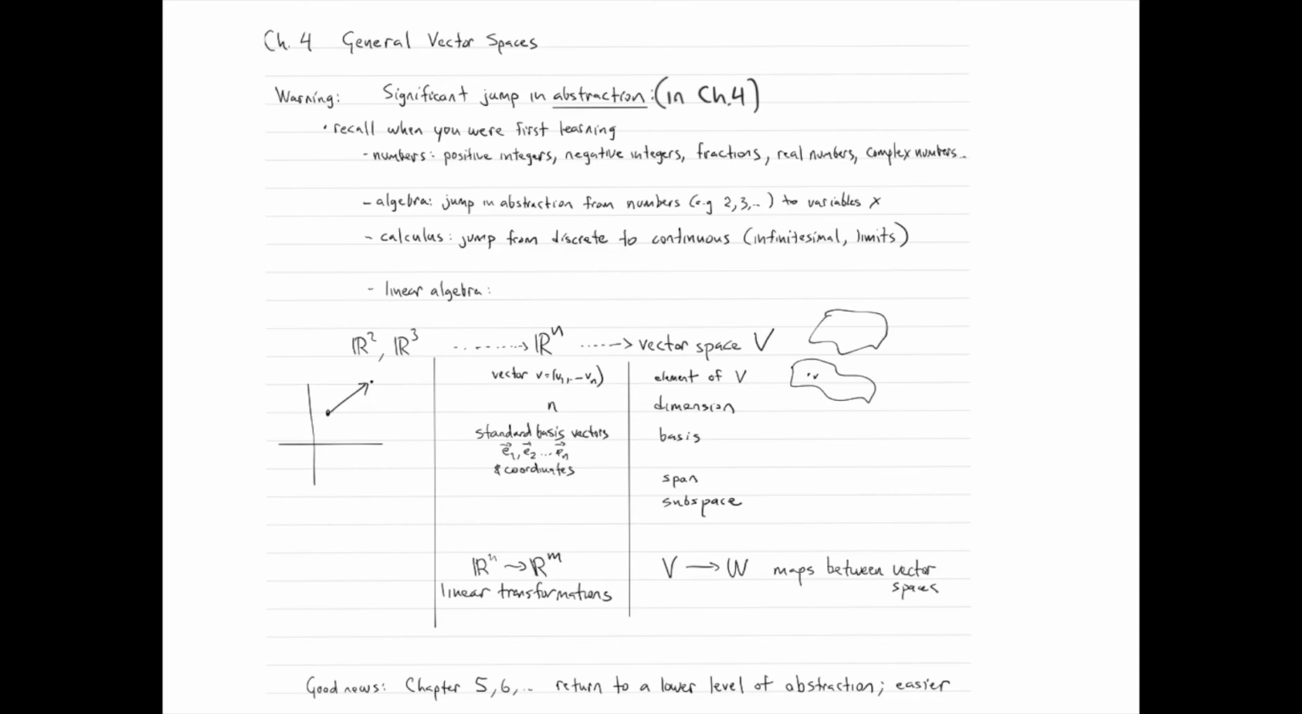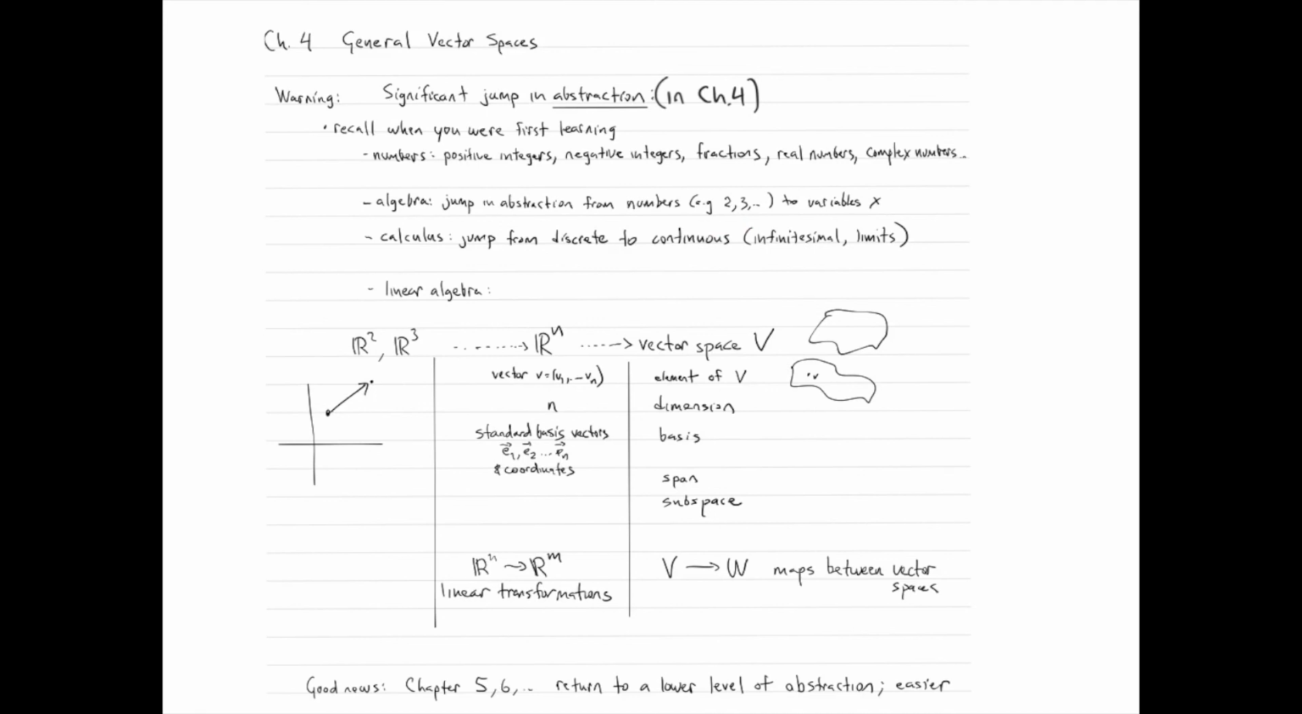Then there's going to be something called the dimension of a vector space. That's basically this n here. We've got a notion of a basis, a span, and a subspace. And then later on we'll also consider maps between two vector spaces. All this abstract situation is really modeling the concrete situation of Rn, very similar to how a variable x models a specific number like 2 or 3.